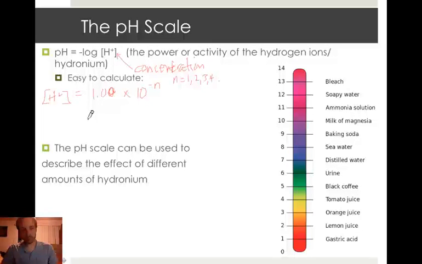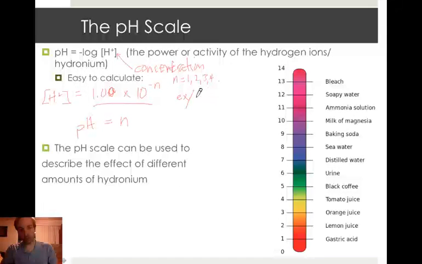Okay? So if that's the concentration, and our concentrations are always going to look like this, if we plug that in there for the concentration of hydrogen ions, it turns out that your pH is simply just going to be n. So in other words, we look at the n value here, whatever number it is, 1, 2, 3, 4, 5, 6, 7, 8, 9, whatever it is, and we just simply make it positive, and that's our pH value.